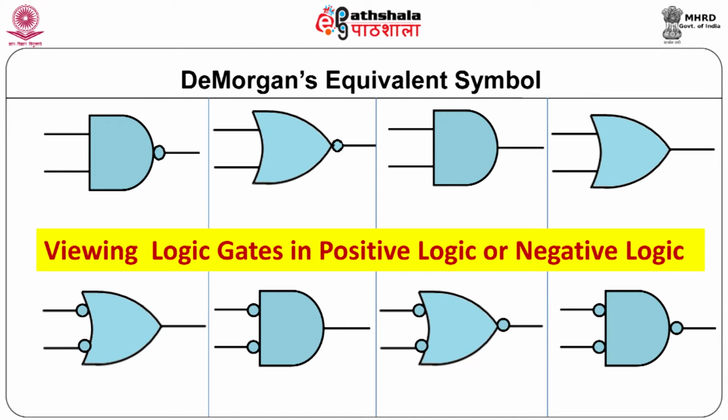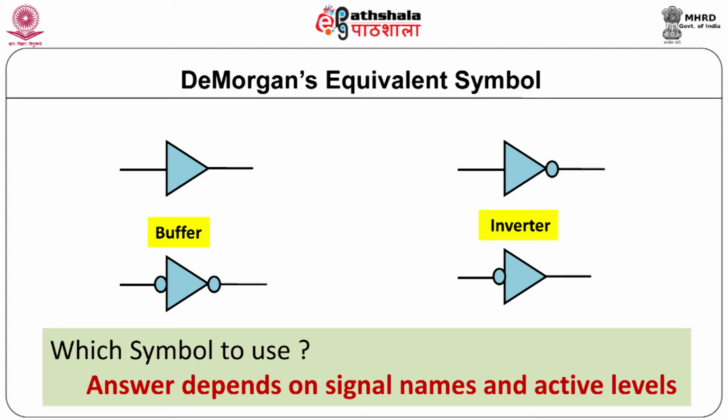De Morgan's theorem provides equivalent symbols for traditional logic gates. These symbols are shown in this slide. You can visualize these logic gates in either positive logic or negative logic. Similarly, we can have De Morgan's equivalent for buffer as well as inverter.